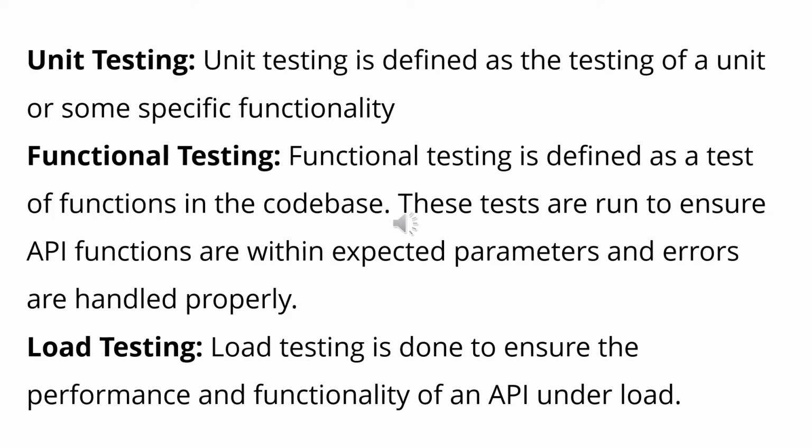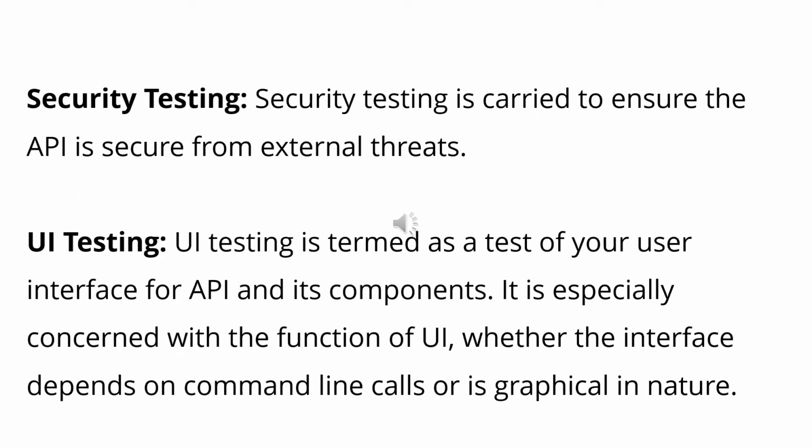Unit testing. Unit testing is defined as the testing of a unit or some specific functionality. Functional testing. Functional testing is defined as a test of functions in the codebase. These tests are run to ensure API functions are within expected parameters and errors are handled properly. Load testing. Load testing is done to ensure the performance and functionality of an API under load. Security testing. Security testing is carried to ensure the API is secure from external threats.